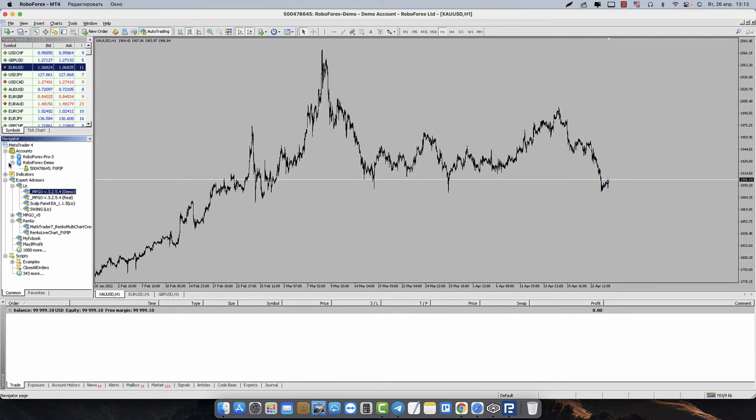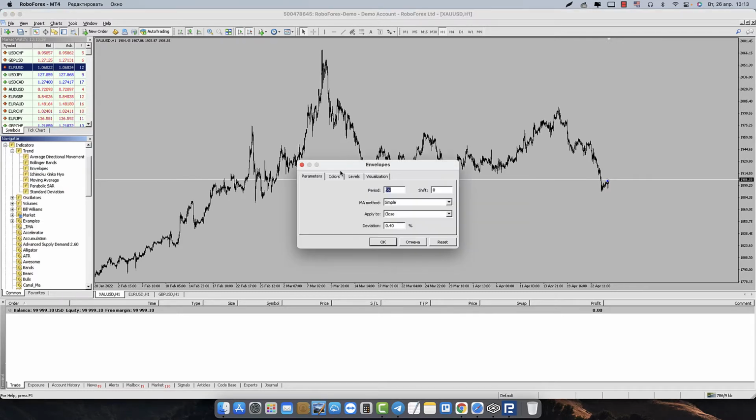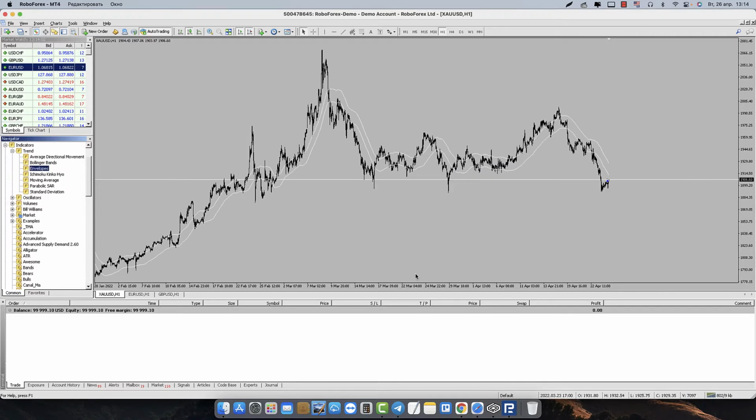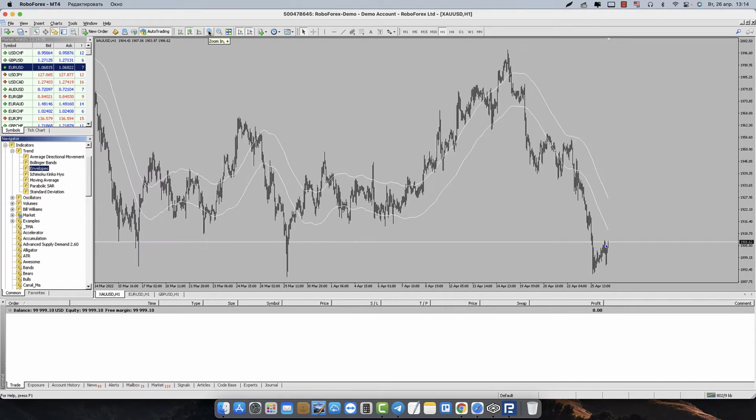So I add indicators, trend, envelopes, the same values as we have in the robot set. It tells us period 56, shift 0, method EMA is 0, apply to 0. This is 0, this is 1, 2, 3, 4, 5, 6, numbers step by step. In the robot it's 0, also simple 0. So there is a template for H1.